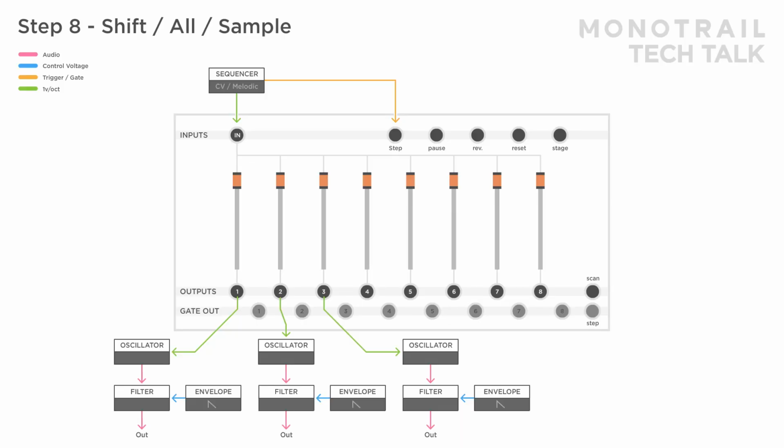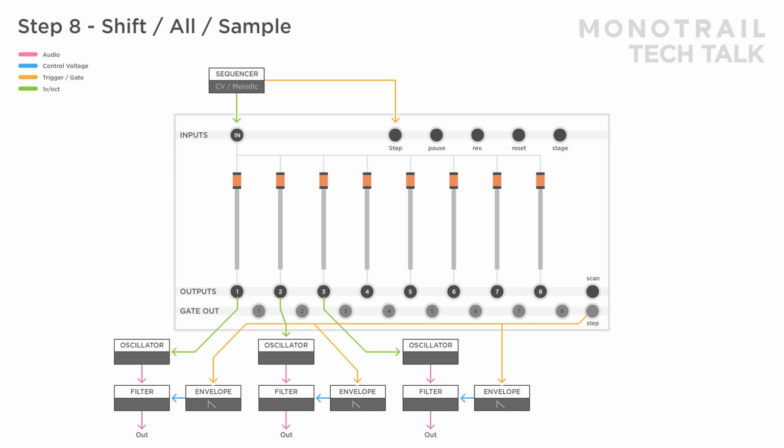With this mode, we finally arrived at my favorite patch with step 8 so far. Here you see almost the same patch as used for hocketing, with a single sequencer driving step 8 and 3 voices. This time though, all 3 envelopes are triggered at the same time via the step output. And step 8 is set to shift, all and sample mode. Instead of rotating the sequence through the 3 voices, it now sends the same sequence to all 3 voices.